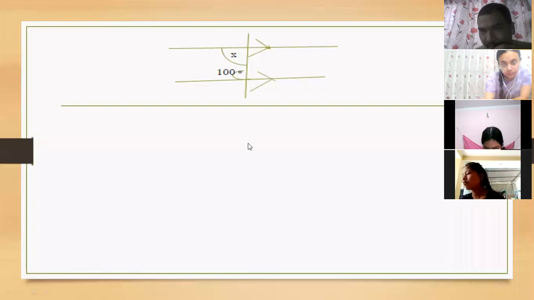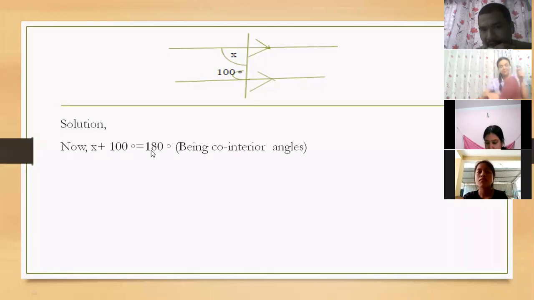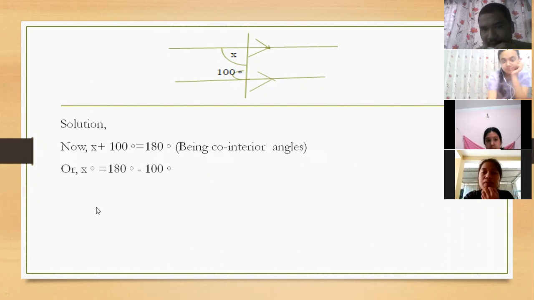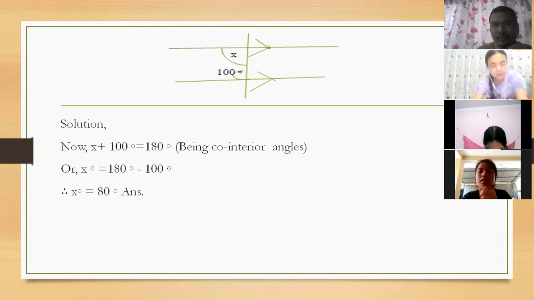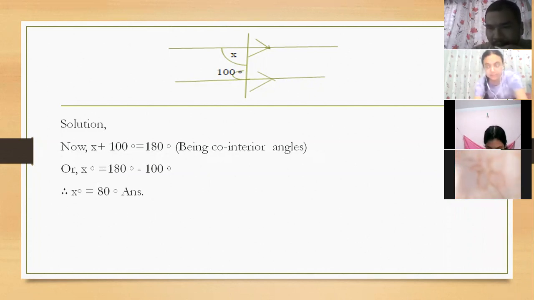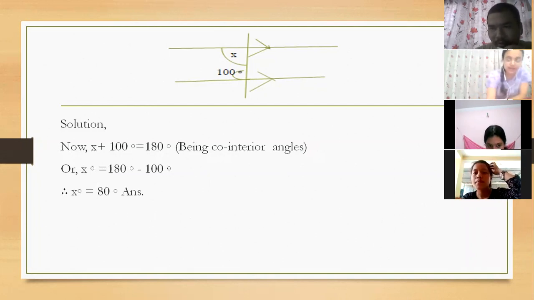Are you clear, children? We have to solve like this. Look here: x plus 100 degree equals 180 degree, and write the reason at the side, being co-interior angles. Now the value of x will come to 80 degree. Are you clear, children? Yes, sir. Should I forward to the next one? Yes, sir.